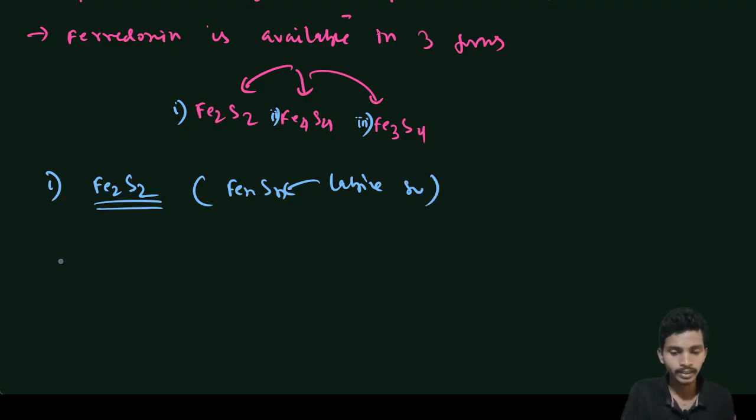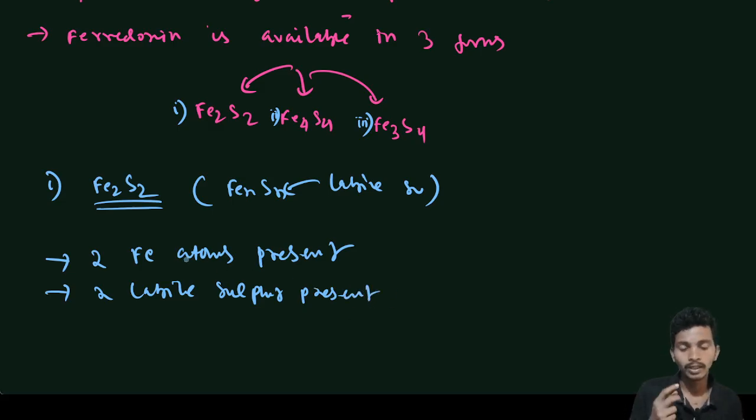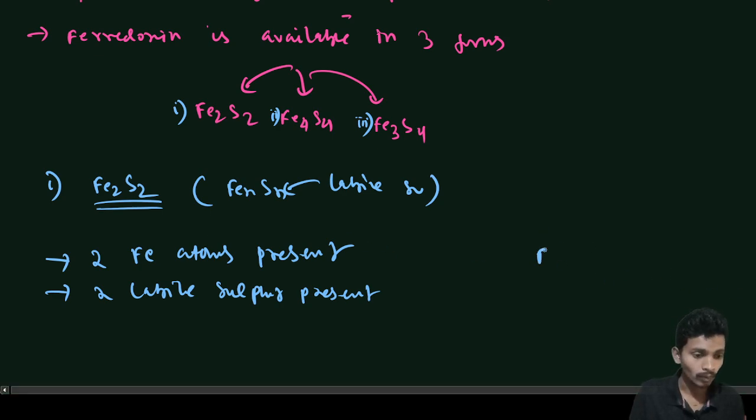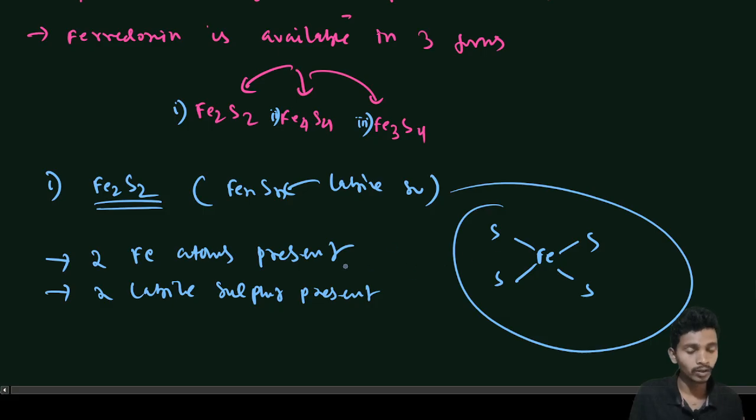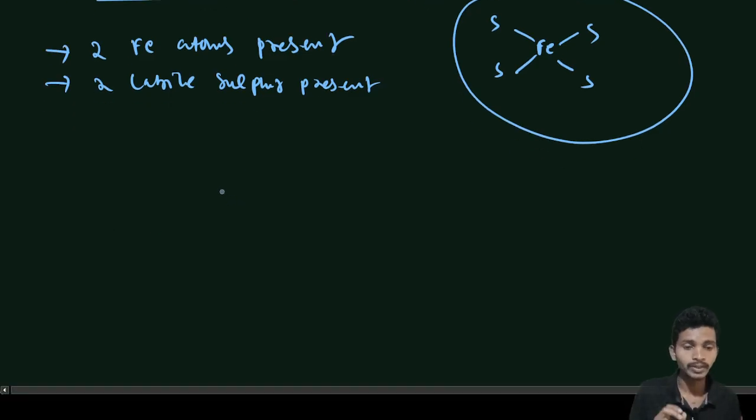Okay, so from here what I understand is that 2 Fe atoms are present, and 2 labile sulfurs are present. And also what you know is that whenever Fe is present, it is always available in a tetrahedral structure with 4 sulfur atoms. So one Fe atom is always available in tetrahedral with sulfurs. This is the condition for non-heme proteins. So here 2 Fe atoms are there. So how will the structure look like? Make sure that Fe is always connected with 4 sulfur atoms.